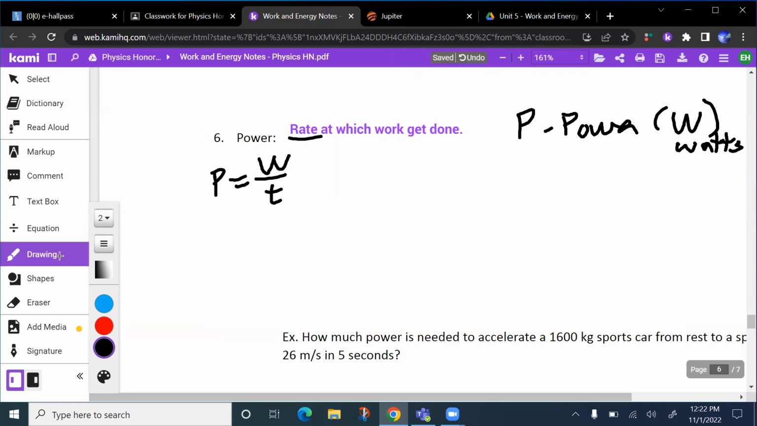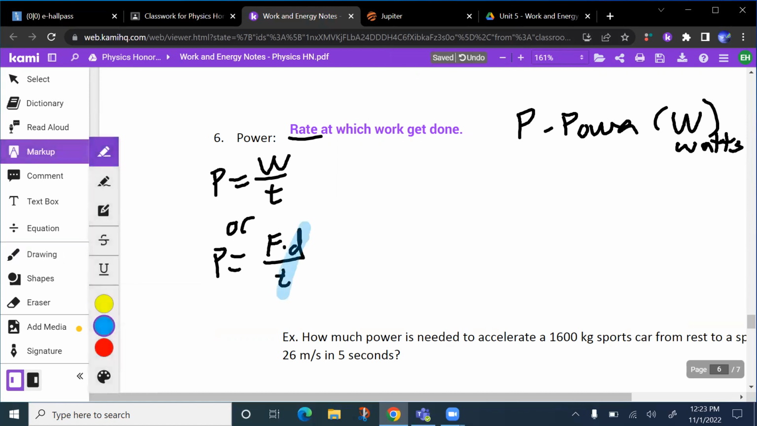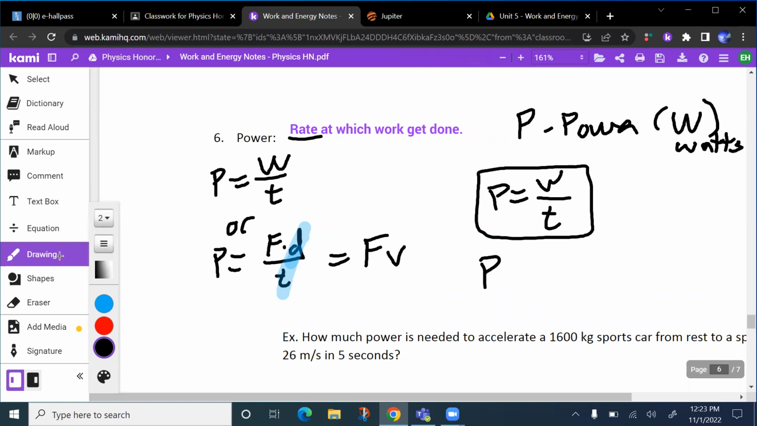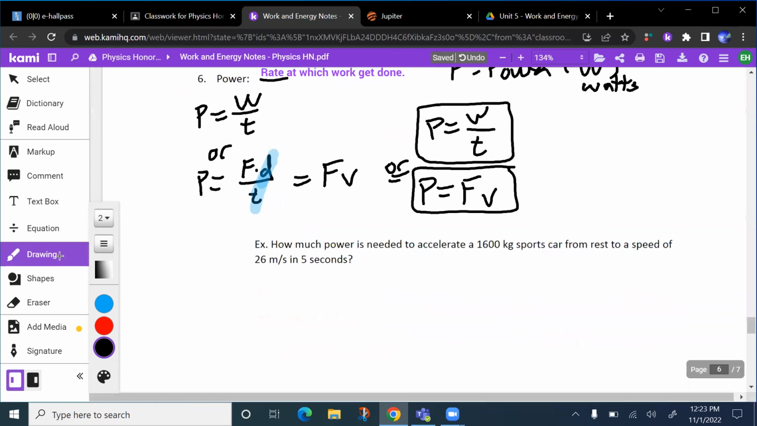But look how else you could write this. Work, if you remember, was force times distance over time. And you might recall that distance divided by time is speed. So force times the speed is another equation. So we have 2 different power equations that we can use: work divided by time, or force times velocity. Use whichever one corresponds to the question that you're working on.